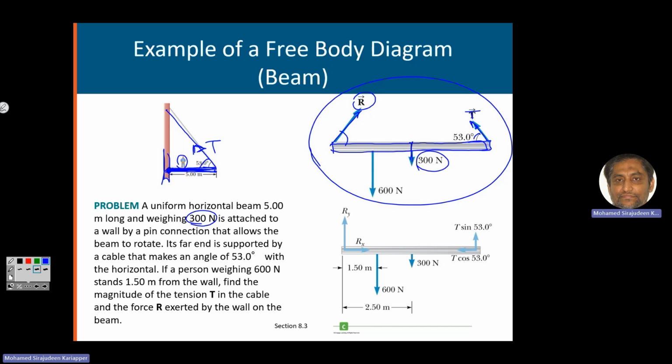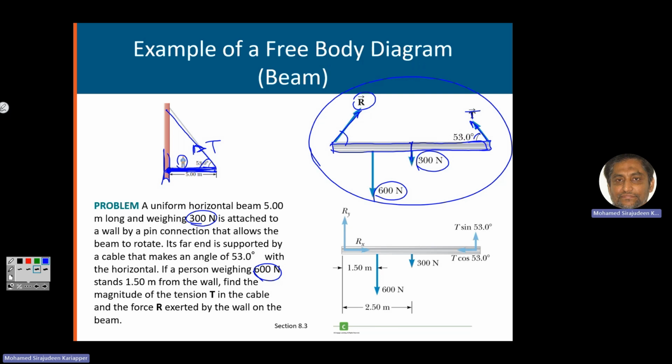And the man is standing there. It looks like he's heavier than the beam. So the man is pressing down on the beam and he has a weight of 600 Newton. Okay, we've got everything right now. We showed all the forces, whatever the numbers available, we put it there, the angle, the magnitude of the force, and so on.